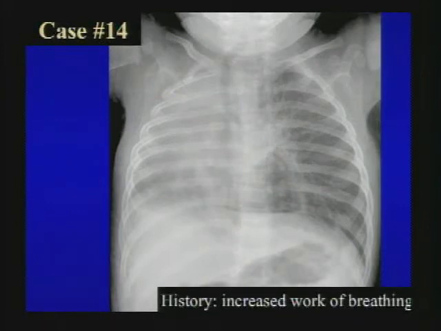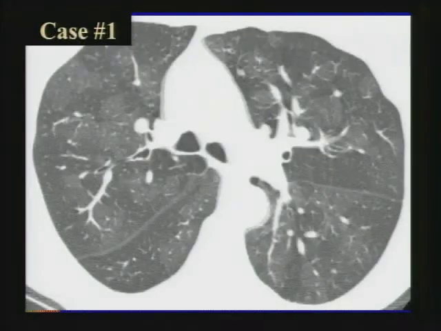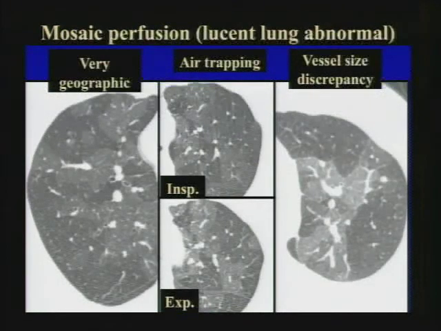Okay, so first case, heterogeneous lung density, very geographic regions of opaque and lucent lung. Question is, which lung is abnormal? Is the lucent lung abnormal? And if that lucent lung is abnormal, it's mosaic perfusion. Or is the opaque lung abnormal and the pattern is ground glass opacity?